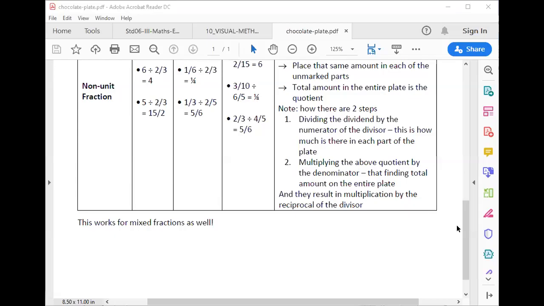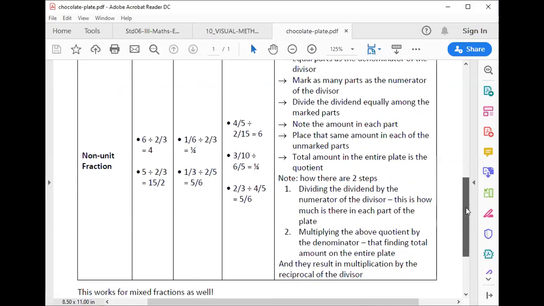Sorry, I had dropped out for a minute. Okay. So back to the chocolate plate.